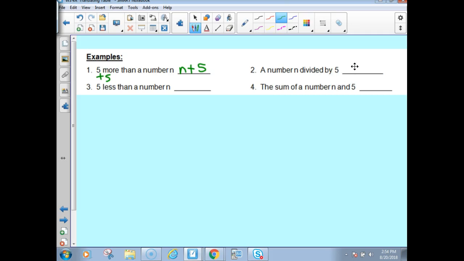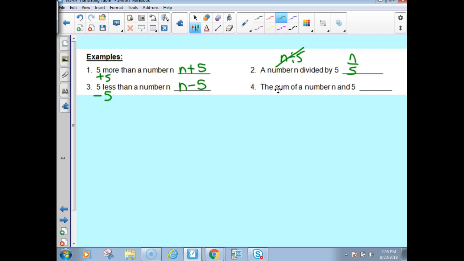All right, a number n divided by 5 would be n divided by 5. I really don't want to see you writing this. Okay, let's write a fraction. It's not that it's wrong, it's just I want to see this. All right, 5 less than a number n. Now that matters. 5 less means to subtract 5. What are you subtracting it from? n. So it is n minus 5.